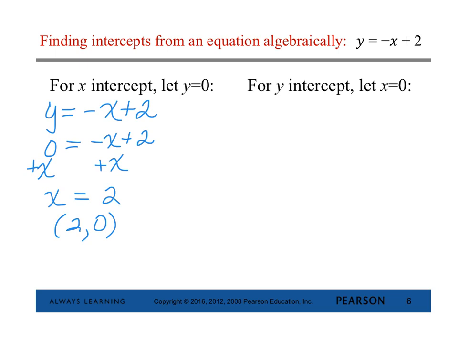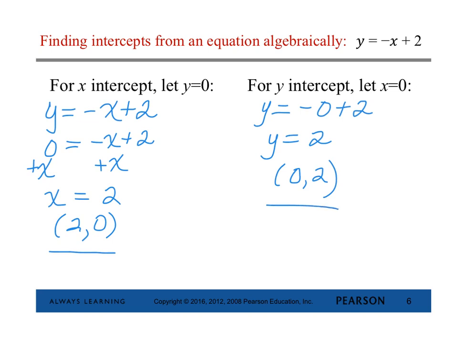And for the y-intercept, we will let x equal 0. And of course, the opposite of 0 is still 0, and we have y equals 2. And so our y-intercept is (0, 2). So even though it crosses the x and y axes at the value of 2, the x-intercept looks very different from the y-intercept because the 2 comes first in the x-intercept and in the second position for the y-intercept.